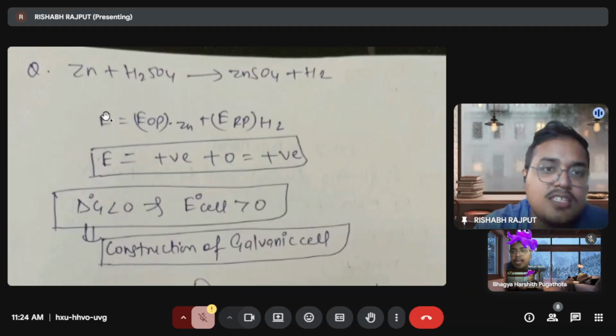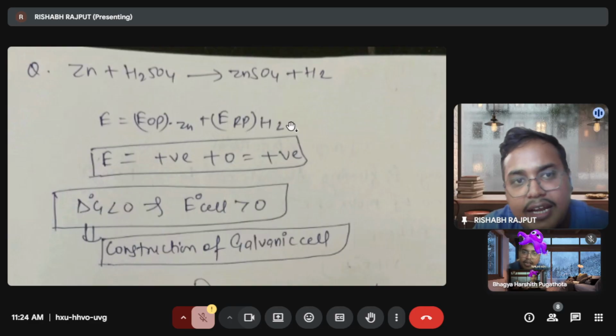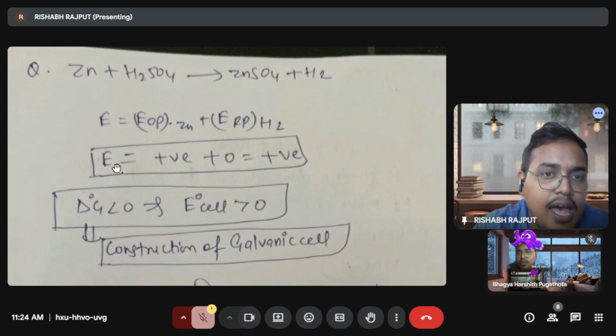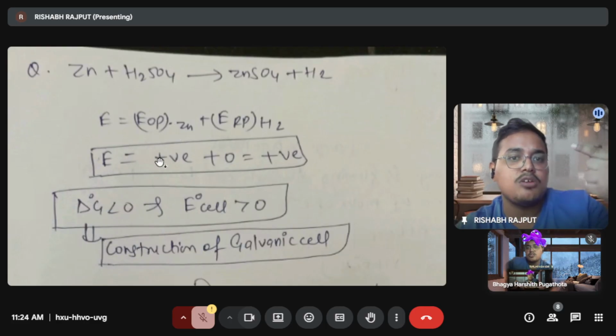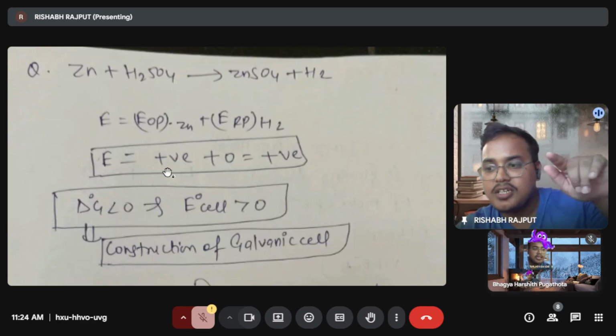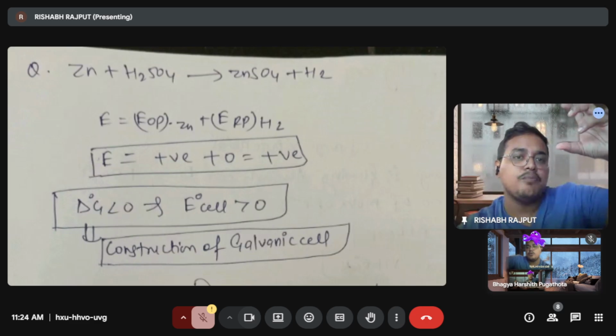So for E cell we can write E OP, the oxidation potential for zinc, plus E R, the reduction potential for hydrogen. We can write the formula like this for E cell. We know the oxidation potential for zinc is positive. I told you yesterday that for everything before hydrogen, the oxidation potential value is positive.